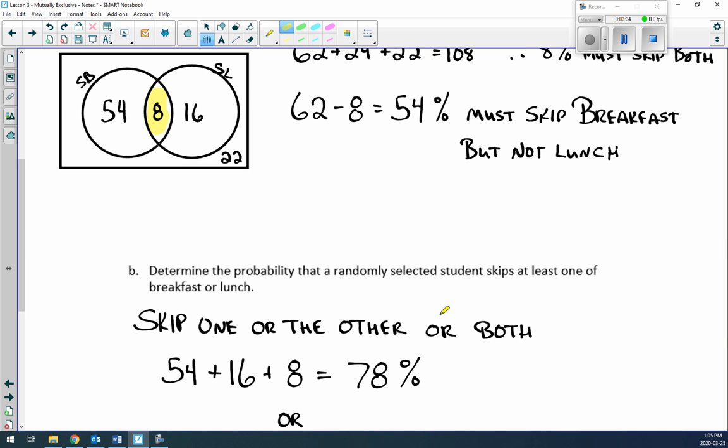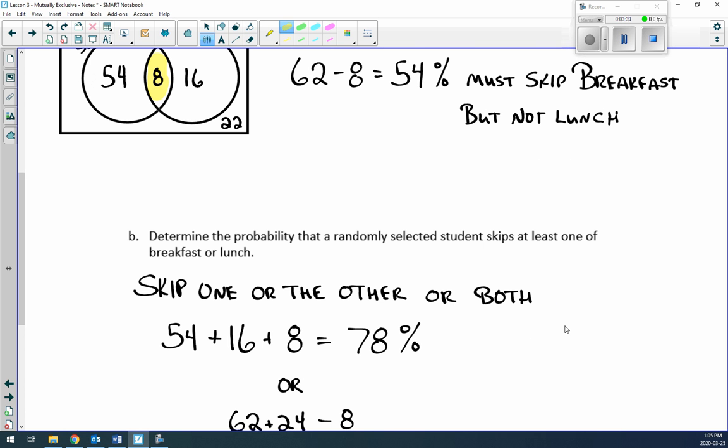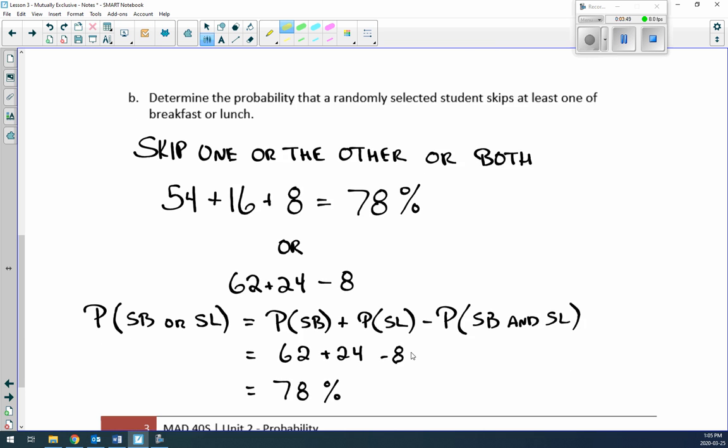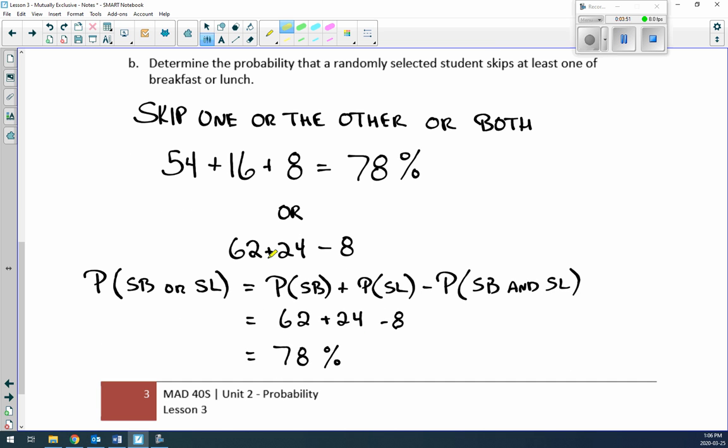Determine the probability that a randomly selected student skips at least one of breakfast or lunch. So skip one or the other or both. So we get 54, the 16, and the 8, 78%. Okay. Or if you want to do it formula-wise, 62 plus 24 minus 8, that's what we're trying to do here. So probability of skipping breakfast or skipping lunch equals the probability of skipping breakfast plus the probability of skipping lunch minus the overlap, right? So 62 plus 24 minus 8 or 78. Two ways of doing it. Either one is acceptable when you're trying to figure this out.